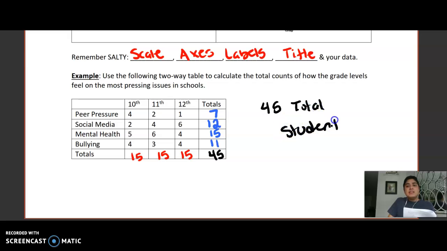So now that I know this information, from those 45 students, I can tell you how many are a 10th grader and said mental health was an issue. I can tell you how many were an 11th grader and said bullying was an issue. I can identify each of these categories using those frequencies. But what's important now is analyzing this data. So we're actually going to take these counts and look at it two ways. We're going to look at it in terms of our social issues, and then in terms of our grade classifications here.